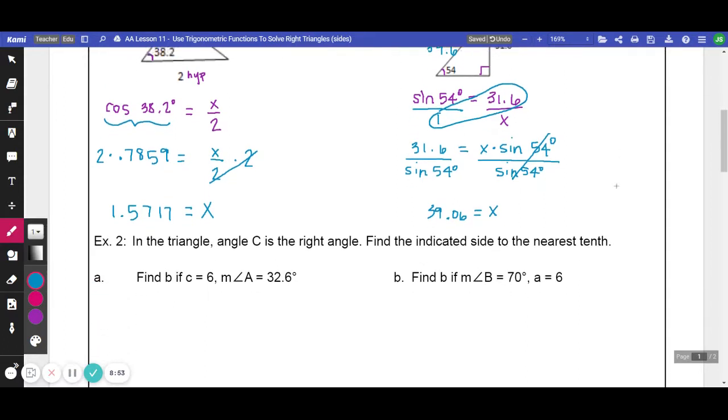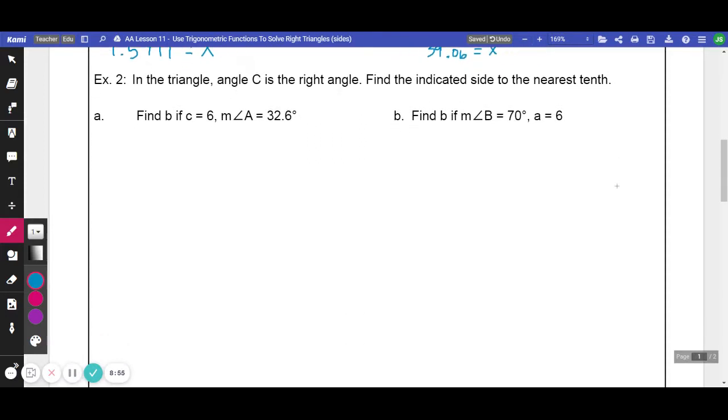The next section, kind of like we did in lesson 10, is the exact same thing. I just didn't draw the triangle for you. You have to draw it. You don't have to draw it well. It doesn't have to be accurate or to scale. Just get a right triangle on there and make sure that you label things okay.